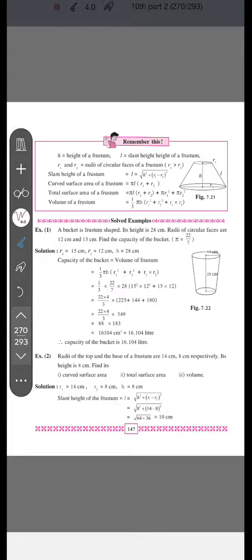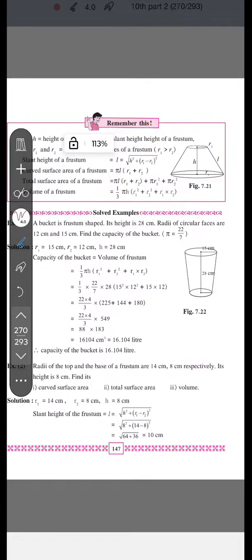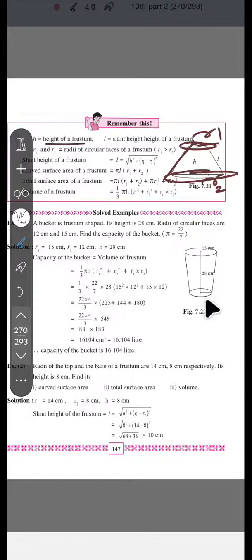The formulas are directly given here, which you have to remember. Simply, a cone, if you cut it from the edge side, is called a frustum. Here h stands for the height of the frustum, and L is the slant height of the frustum. You can see two circles, so this is R1 and this is R2, the radii.